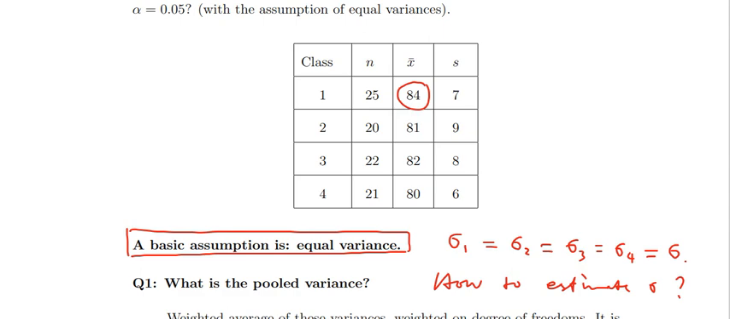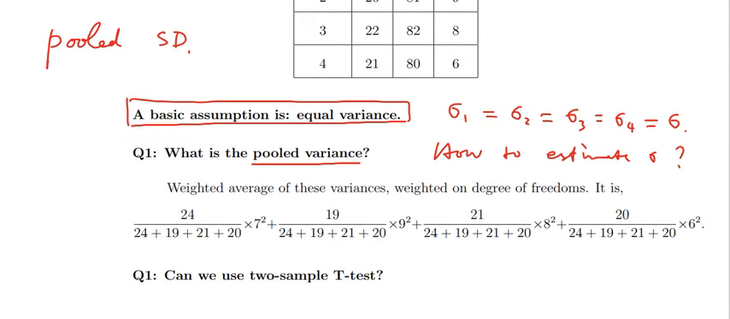Again, just like the two sample problem, we use the pooled standard deviation or pooled variance. Pooled variance, and then taking the square root gives the pooled standard deviation. So what is the pooled variance? Just like the two sample problem, pooled variance is a weighted average of those variances, weighted on the degrees of freedom.